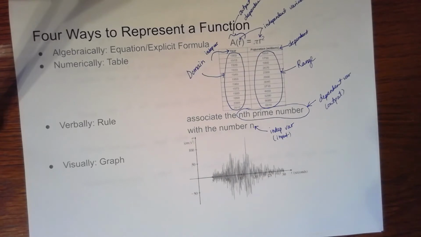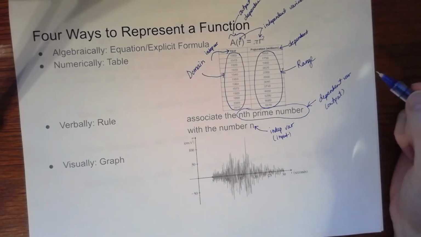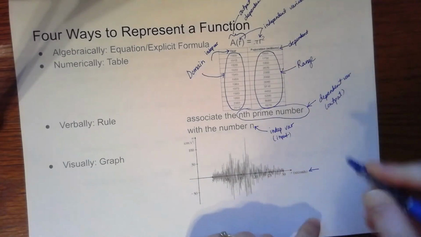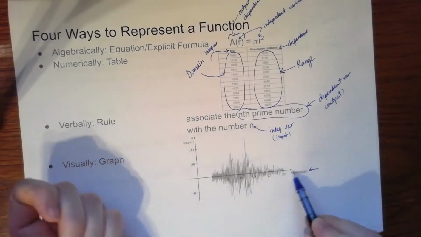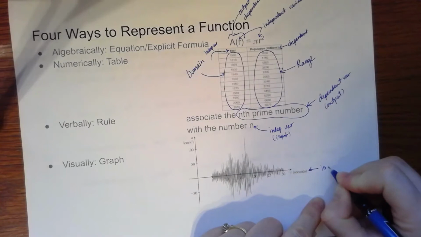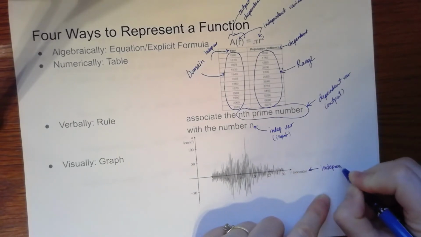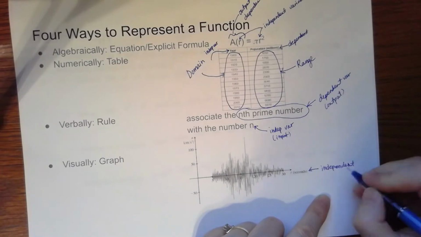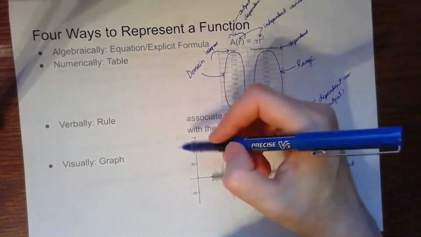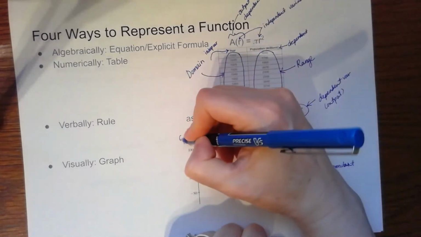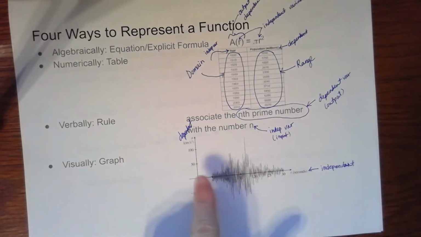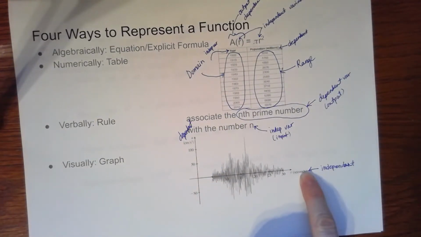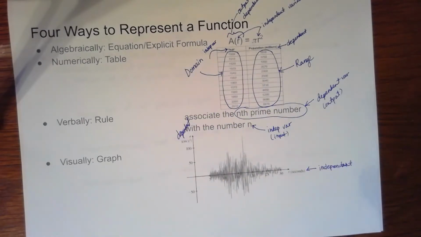So once again, whenever you have a graph, the independent variable is always going to be on the horizontal axis. We think of that as the x-axis normally, but this is the t-axis in this particular function. But it will always be the independent variable here, and then the dependent variable will always be on the vertical axis. So time in seconds is the independent variable, and the acceleration is the dependent.